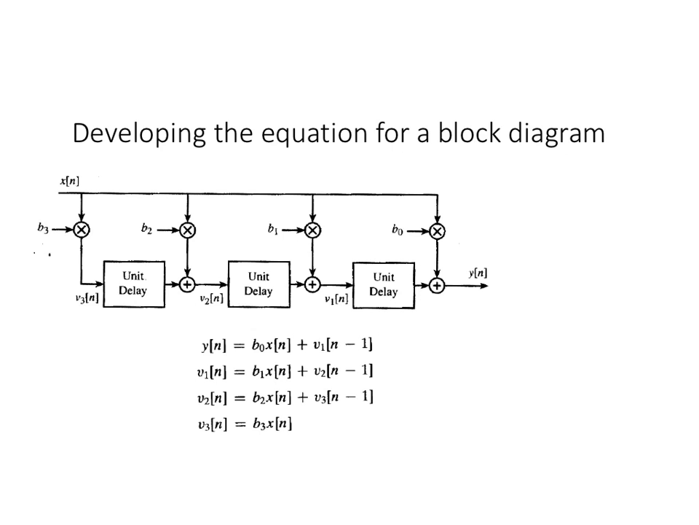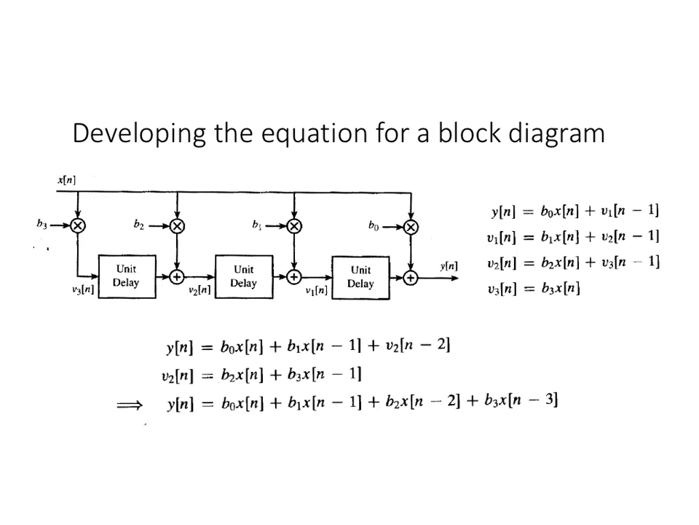So we can combine these equations to eliminate some terms. We have a v1 here and a v1 there, and we have a v3 here and a v3 there. Taking these first two equations and substituting this expression for v1 into here, delaying it, and substituting it in, the first equation becomes b naught times x n, plus b1 times x n minus 1, and then v2 n minus 2, that's this part, delayed by an additional 1.